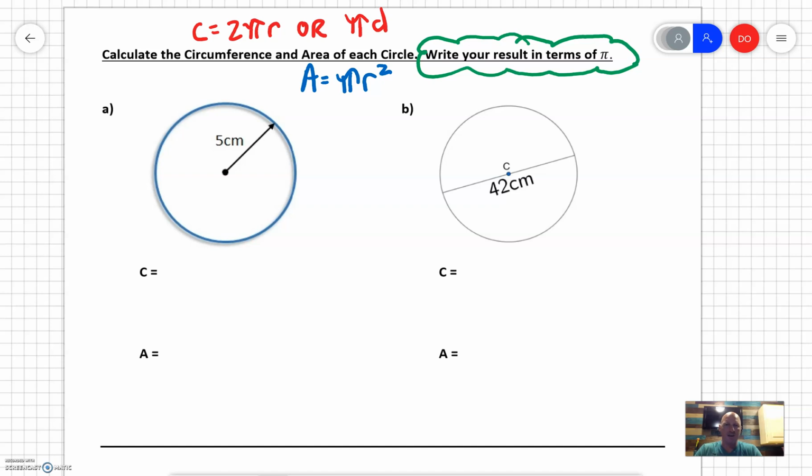Hello again, still in Geometry, Unit 1, Section 1-9. This is video 3 of 5 on calculating perimeter, circumference, and area of various figures. In particular, right now we're going to work with a circle.